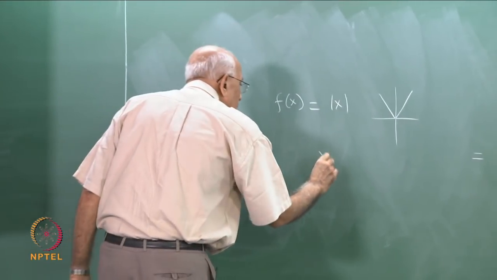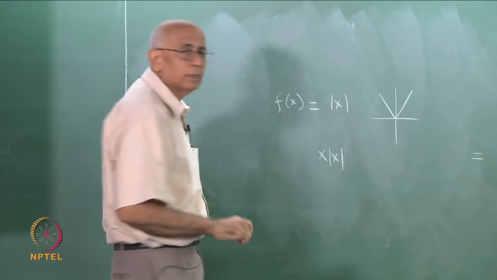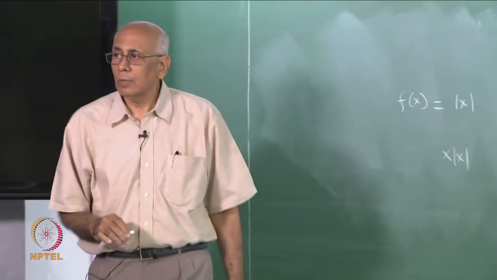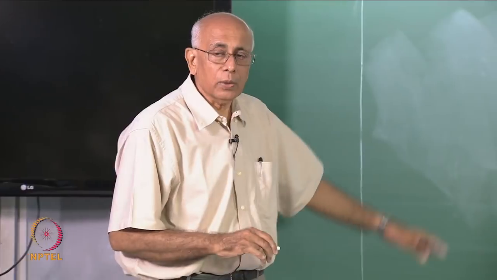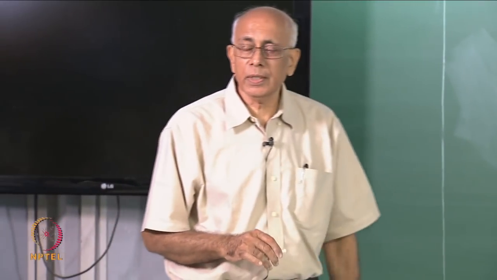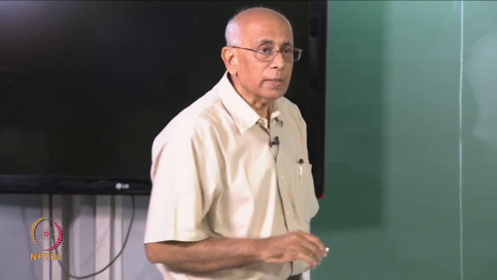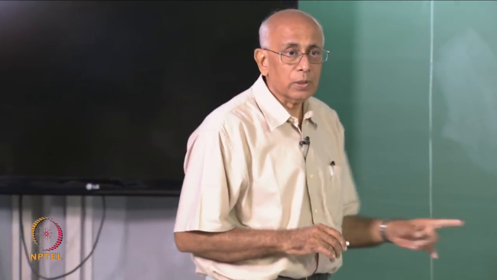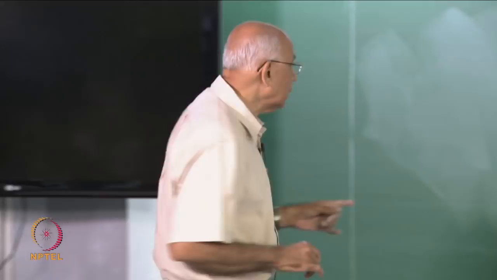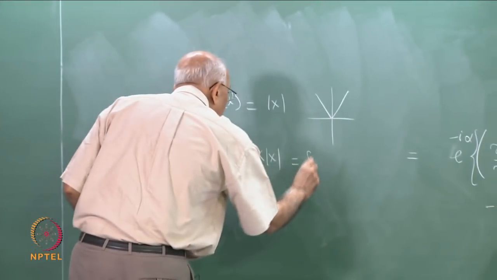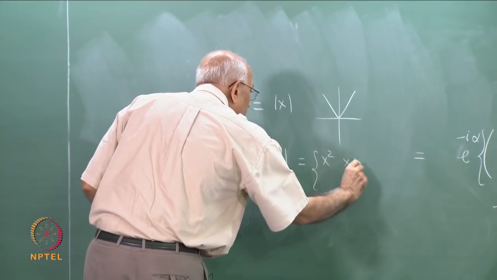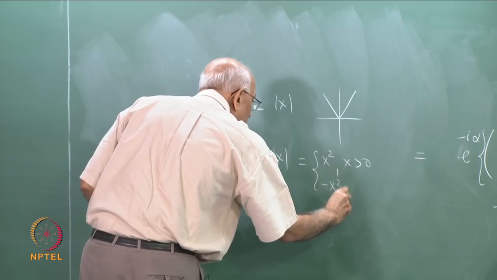How about this, x mod x? How about that function? Does it have a derivative at the origin, first derivative? Yes. Does it have a second derivative? No, it does not have a unique second derivative at the origin, because this thing here is equal to x squared if x greater than 0, minus x squared if x less than 0.